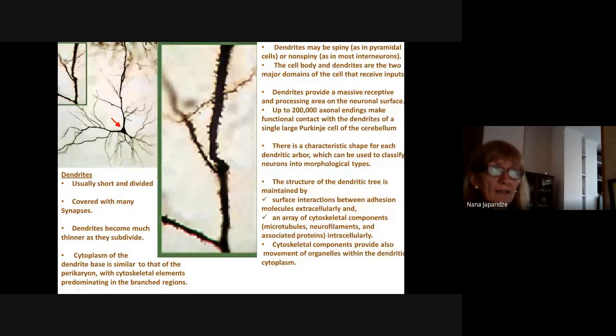So what are these? Spines. Yes. This is a silver stained neuron. Yes, silver stained neuron.